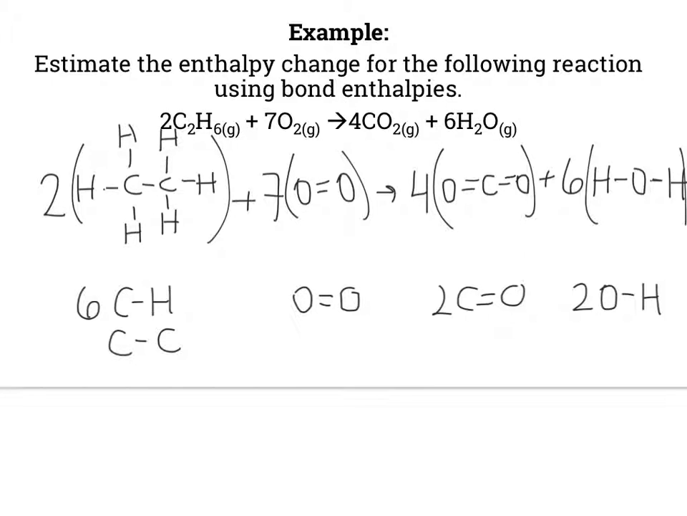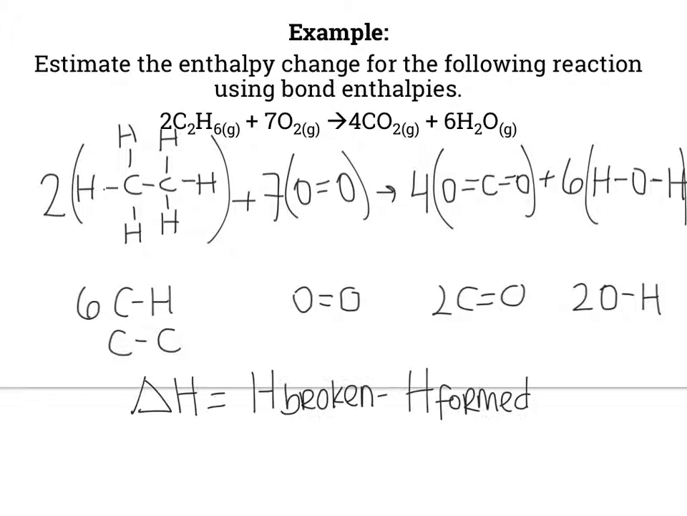Now, here's the thing. We ultimately have bonds broken minus bonds formed. So what we got to do is see if there are any actual bonds in the reactants that don't exist in the products. Well, all of them. Okay, that was easy. That means that we have to break all these bonds and then form all of these bonds.